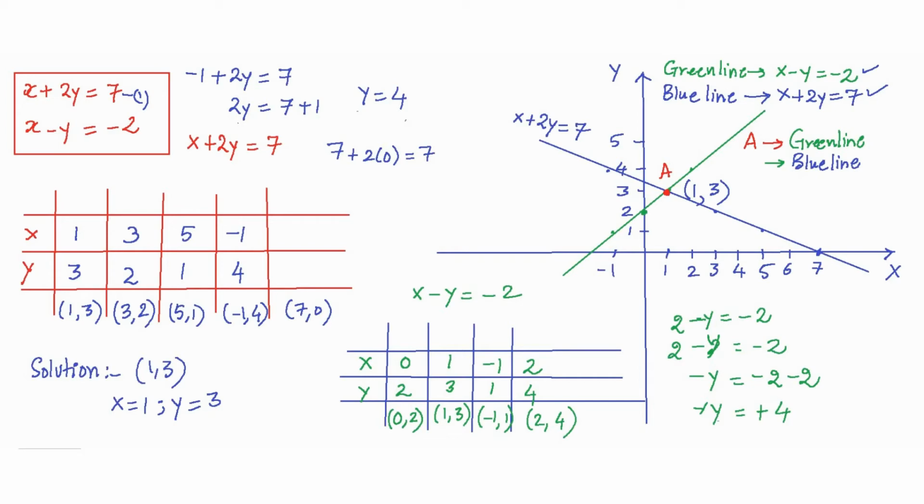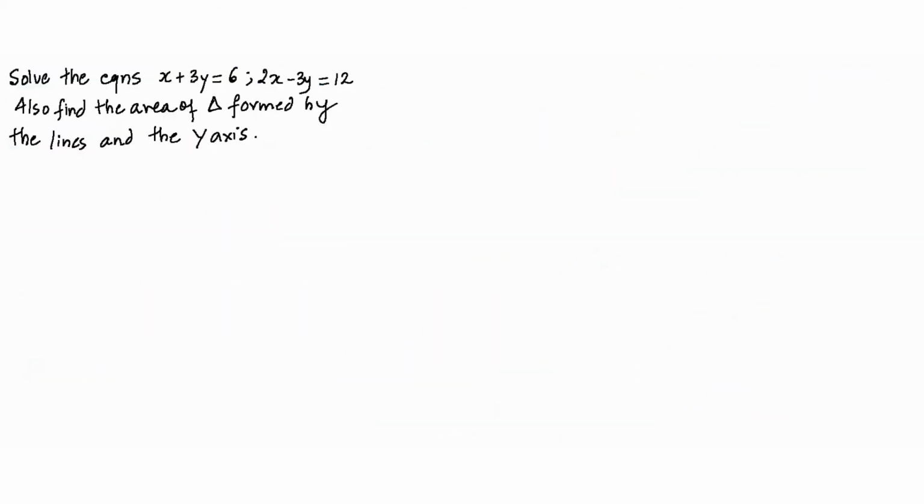Okay, let us continue. Let me take the next question. Let's consider this given question. Solve the equations x plus 3y equal to 6 and 2x minus 3y equal to 12. Also find the area of the triangle formed by the lines and the y-axis. So I am going to first plot this particular graph. Let's plot the coordinate axis.